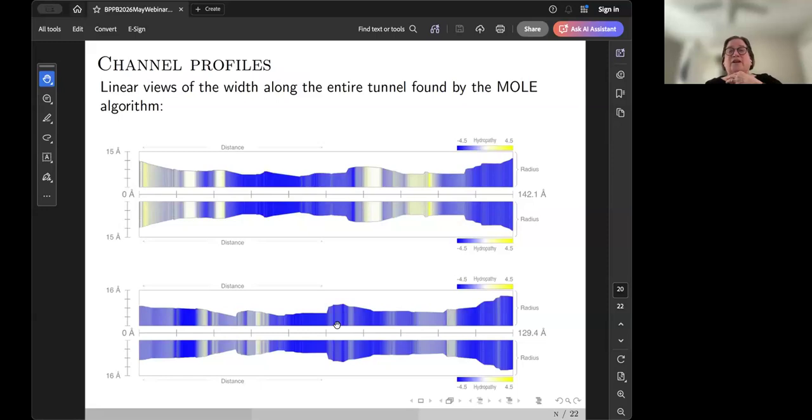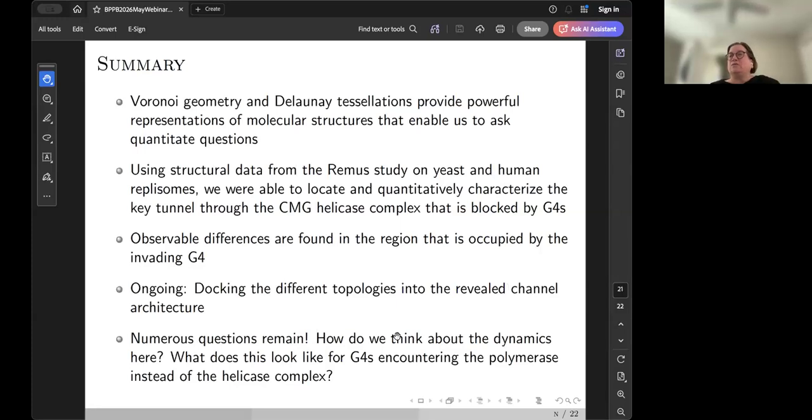And so this is just briefly a channel profile. The first channel was about 142 angstroms long. The second one, this is, by the way, the end where the double-stranded DNA butts up against the helicase and it's unwinding it into single-stranded DNA. And we see definite regions where there's constrictions. So this is the width of these radii, and they're broadly similar, but we definitely see different behaviors in terms of the size, particularly of those pockets where the G4 would be lodged.